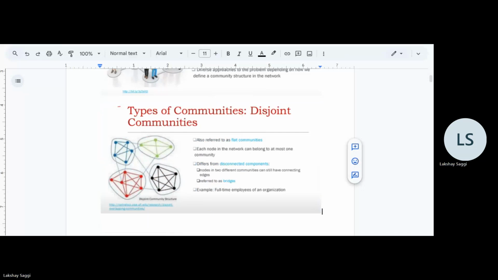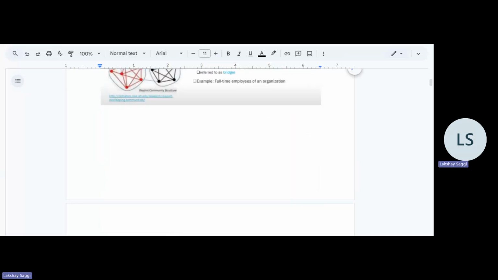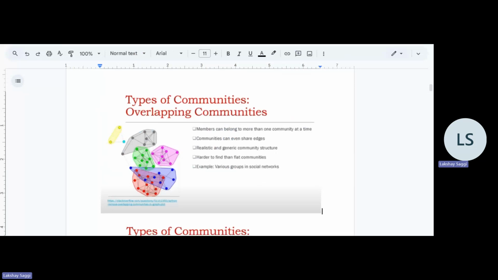So this is what disjoint communities are, and then there are other communities also, which are overlapping communities. Again, you divide the set of vertices into multiple subsets, such that members can belong to more than one community at a time. And these communities can even share edges. These are also prevalent in social networks.